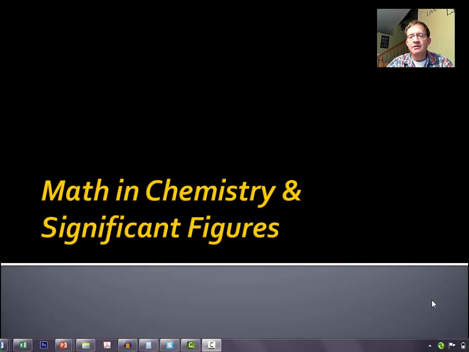So our next job is to start looking at how we handle multiplication and division. There's probably a lot more multiplication and division in chemistry than there is addition and subtraction, so it's important that we understand the rules for those too. And this is where significant figures come into play.